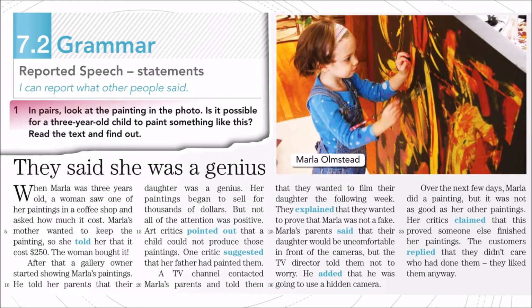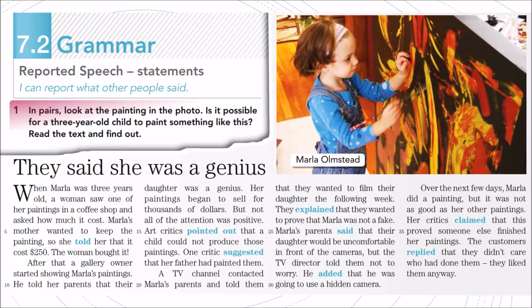On this page, you see a text titled, "They said she was a genius," which is already in the form of reported speech, and you see a picture of a little girl. Like with any other writing, we'll just look at the opening and the ending and skim through the middle to see what it's about.